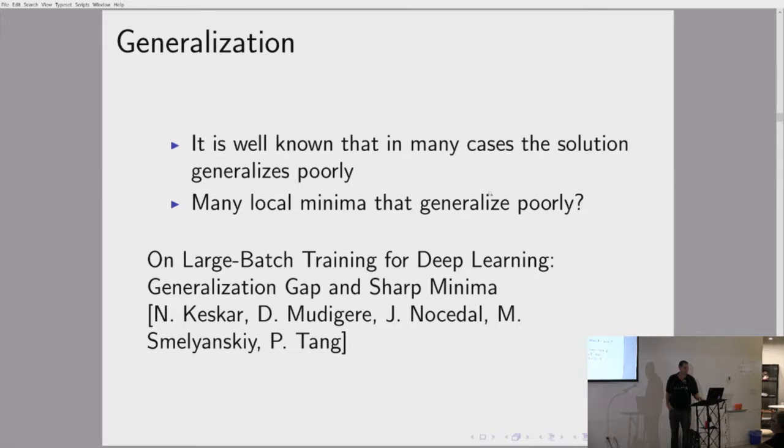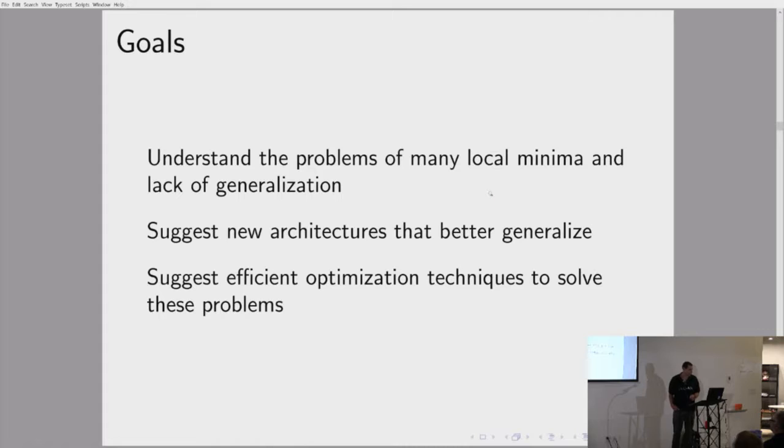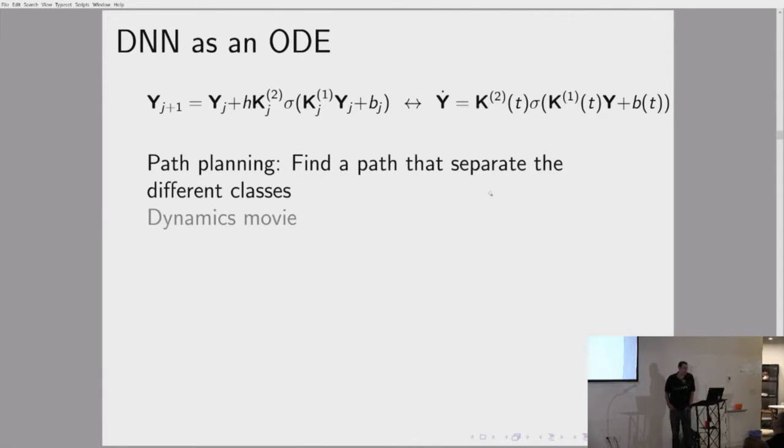I maybe should update this, because almost every week there is another paper or two on this particular thing. Okay? So our goal was to try to understand this problem of local minima generalization. If you understand it a little bit better, we can suggest architectures for this, and maybe suggest new optimization techniques. Okay, so let's first look at this as an ODE.